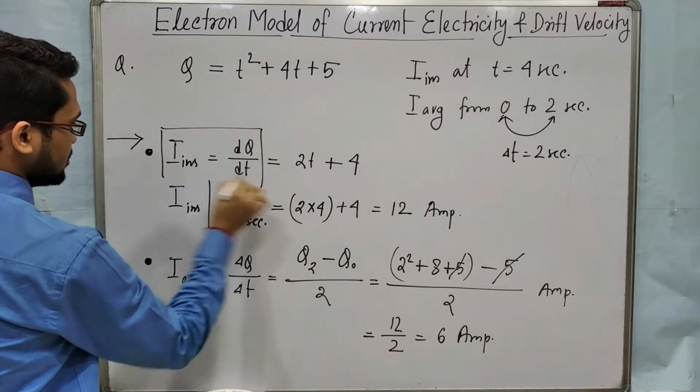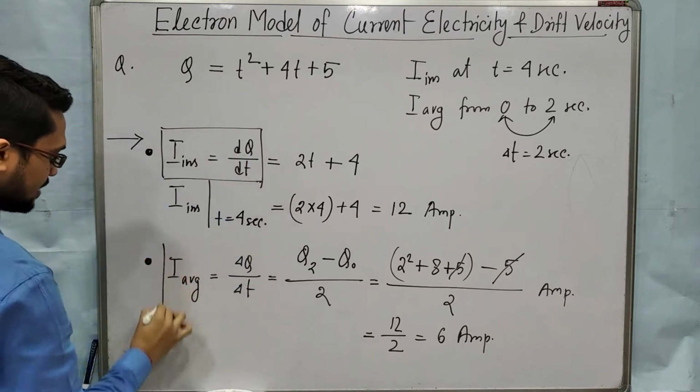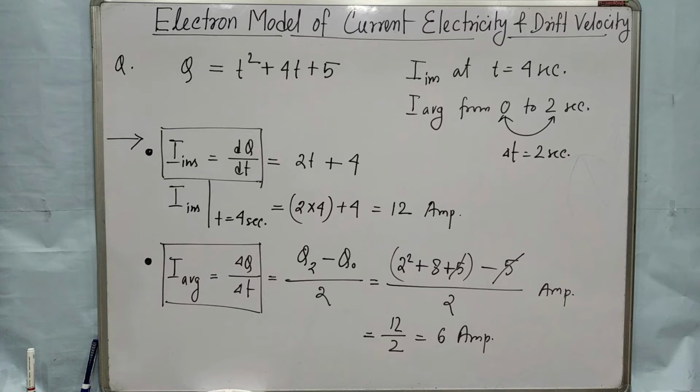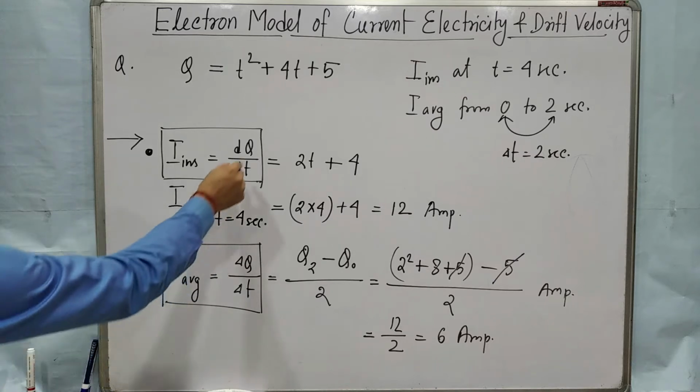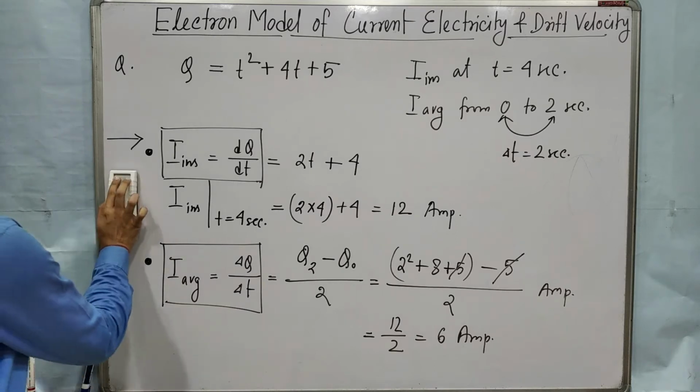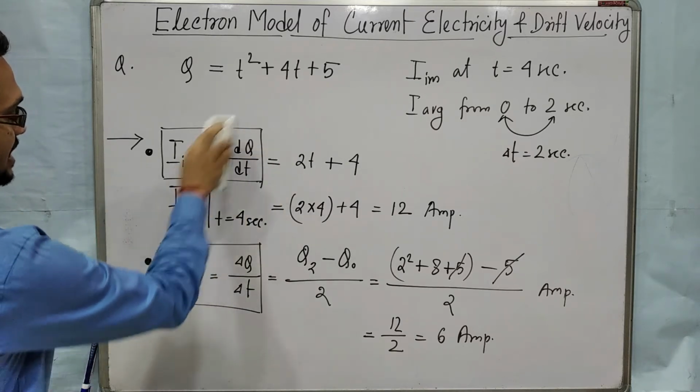Instantaneous means we will use this formula, and average means we will use this formula. Average means for a large time. Instantaneous means at a particular instant, at a particular time. For that reason we have to take the derivative. A particular time means a very short time range, and for that reason dt. Okay, so this is the first problem. Now come to the second problem. I am erasing this. This is the application of the derivative.